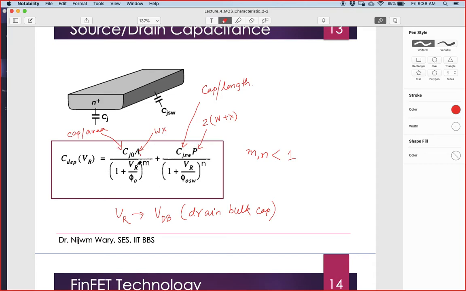This value is given for a particular process. So if I am designing in a 180 nanometer process, then this value will be fixed for that process. This value is variable, but this value and this value will be fixed for a given process. So from a designer perspective, I only have access to this area and the perimeter. Is it clear?